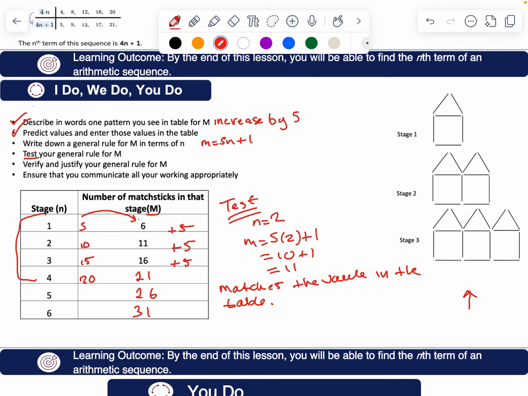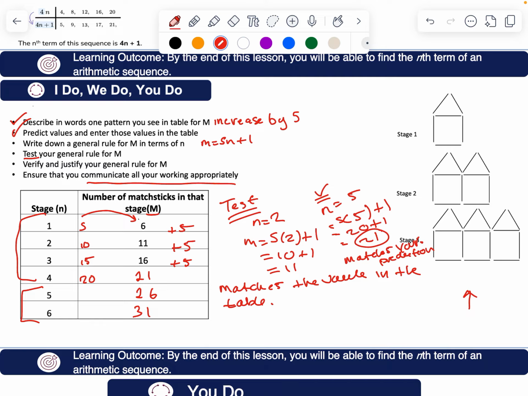Okay, then it says verify and justify, and then we have to make sure our communication is done properly. So for verify, we're going to put 5 or 6 in, just like we've just done there. I am running out a little bit of space. So for verify in this question, I'm going to put n equals 5. So 5 times 5 plus 1, 20 plus 1 is 21. Okay. So just like with the last one, you have to say that it matches your prediction. Therefore, your answer is verified.